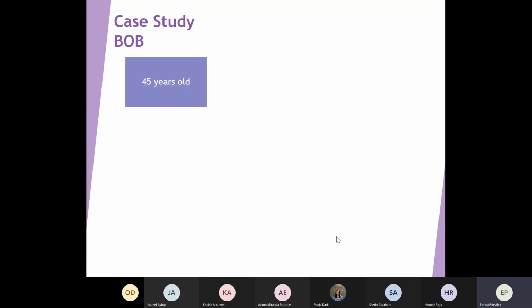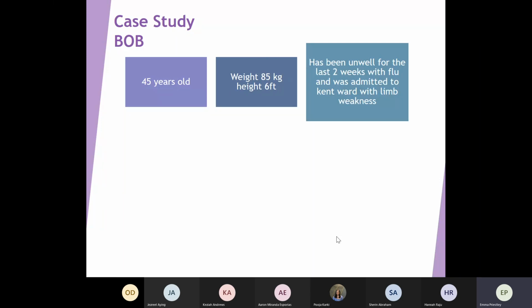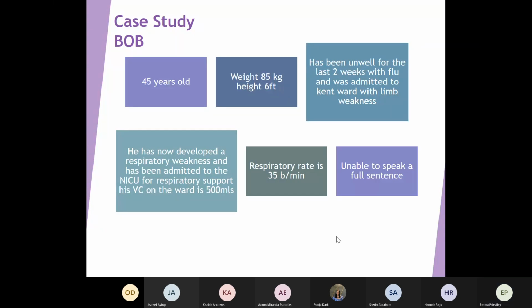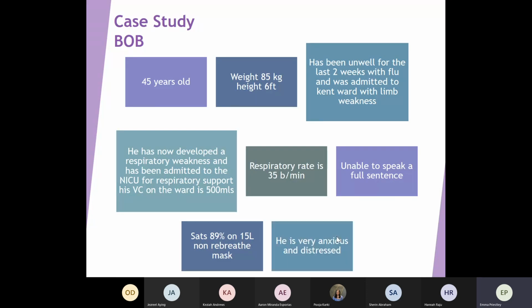So we're just going to talk about Bob. Bob is a 45-year-old patient. He is 85 kilos and 6 foot tall. He's been unwell for the last 2 weeks with flu, and he was admitted to the ward with limb weakness. And now he's developed respiratory weakness, and he's come down for respiratory support. His vital capacity is currently 500 mils. His respiratory rate is about 35. He's unable to speak a full sentence because he's too breathless. His sats are 89% on 50 litres of oxygen via a non-rebreathe mask. He's very anxious. He's having some kind of panic attack.